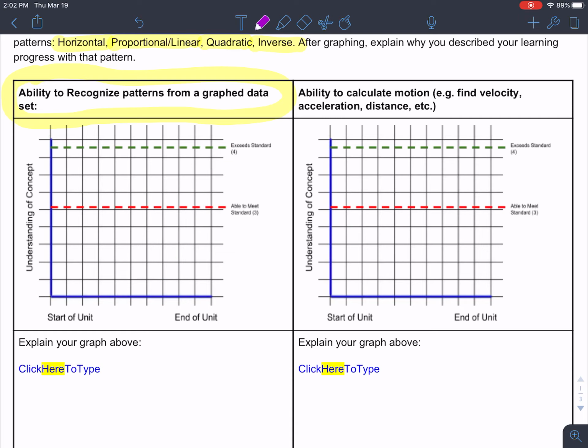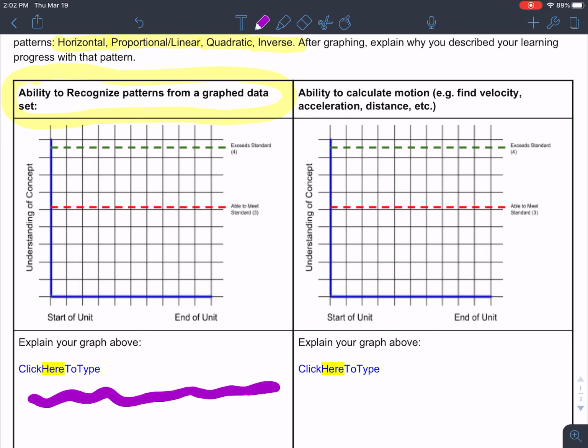Or would you say at the beginning you really understood it, and then as time went on, you just became less and less adept? So just sketching out the pattern of your understanding. And then down here below, you can type out your explanation of why you chose that pattern.